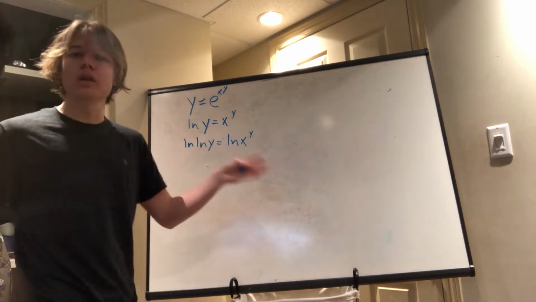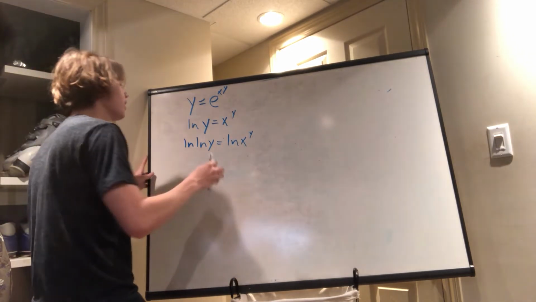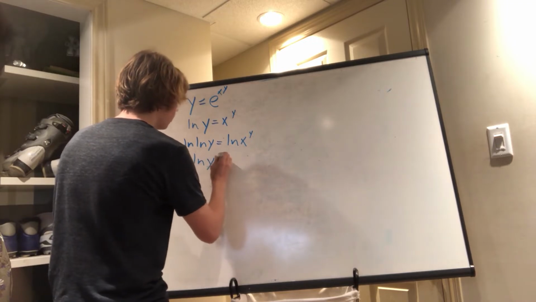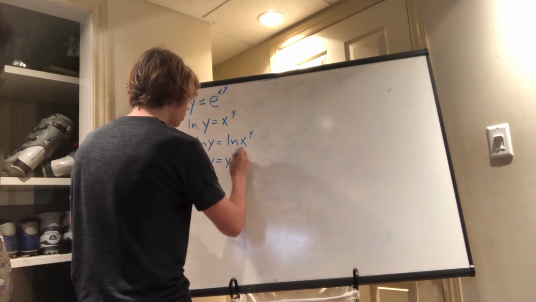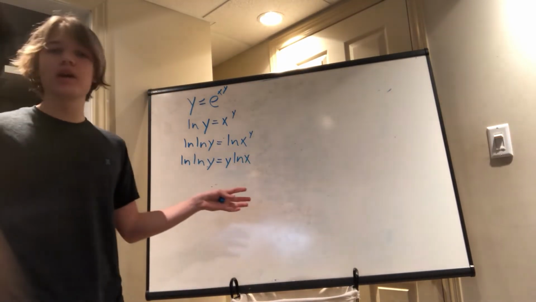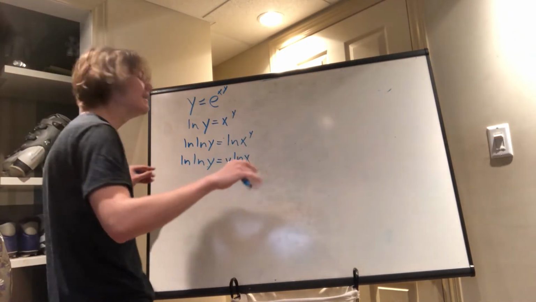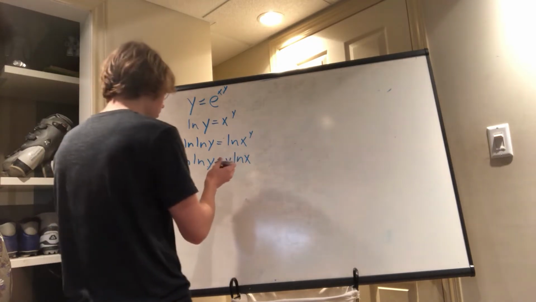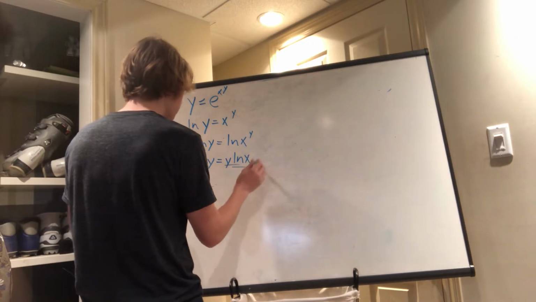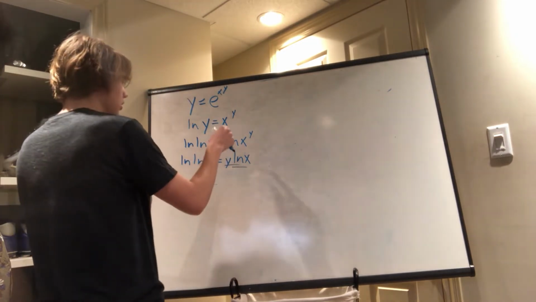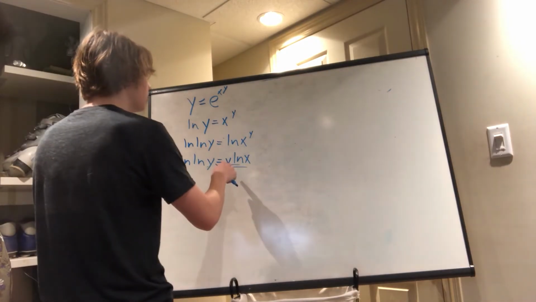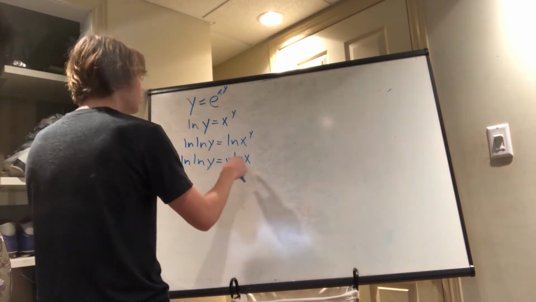And then using logarithm rules, we can take the y out in front. So the ln of y equals y ln x. And this is pretty good, because now we can just derive it easily. So let's switch the sides. We're going to derive this first using the product rule. We're going to take derive, leave.